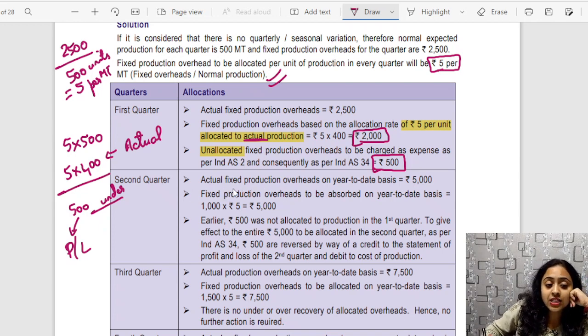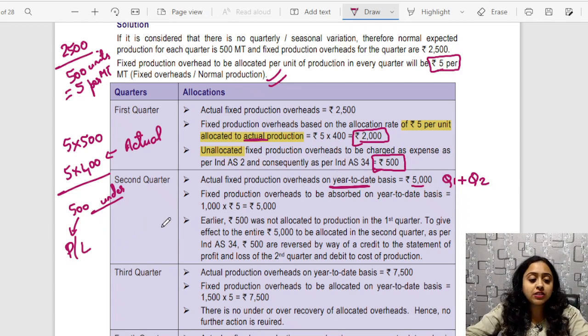Now for actual fixed production overhead year to date basis, that is quarter 1 plus quarter 2. Actual fixed production should be 2500, 2500, for quarter 1 and quarter 2. So year to date basis means quarter 1, quarter 2, that is 5000. Divide by units, that is 500 plus 500, that is 1000. Then it should be rupees fixed production overhead should be 1000.